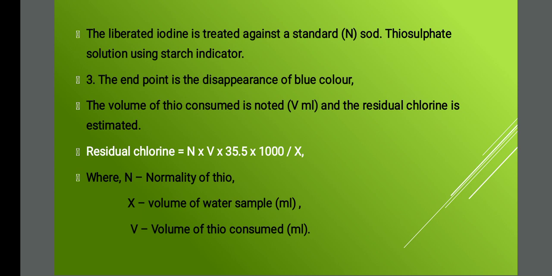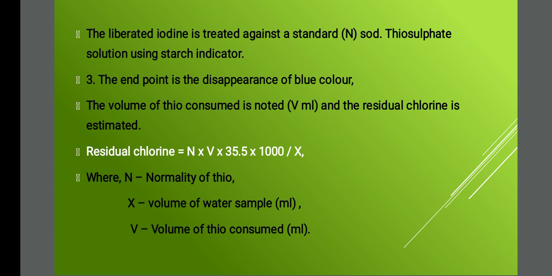For estimation of residual chlorine, you are using the iodometric method. You take the water sample and add excess amount of potassium iodide. The hypochlorous acid present in water will produce chlorine, and this chlorine will combine with potassium iodide and liberate iodine, and the liberated iodine you have to estimate. That is done by titrating against sodium thiosulfate using starch indicator. The end point is the disappearance of blue color, a change from blue to colorless.